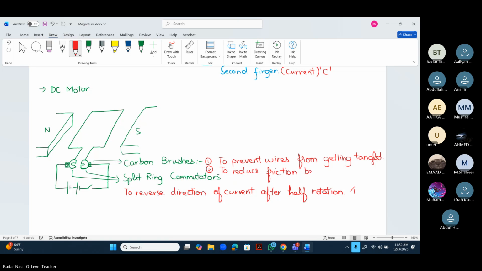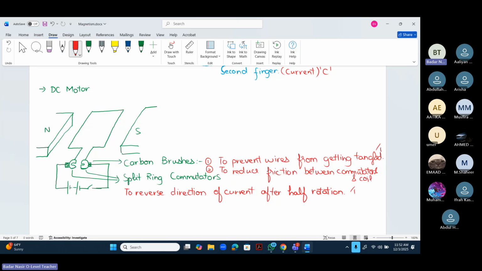Friction between commutators and coil. अच्छा, आएगा ये भी 1 मार्क का, बट हमारी प्रेफरेंस ये होगी कि हम ये लिखेंगे कि it prevents the wire from getting tangled.